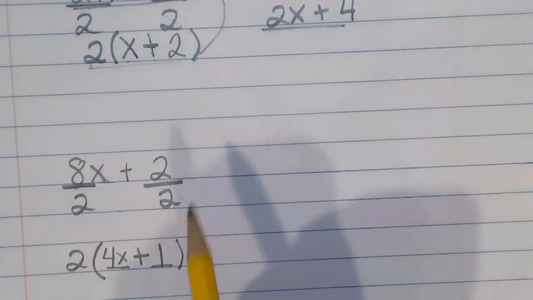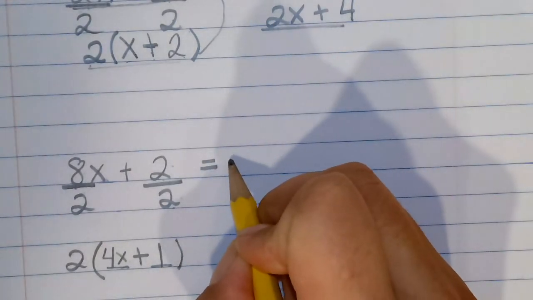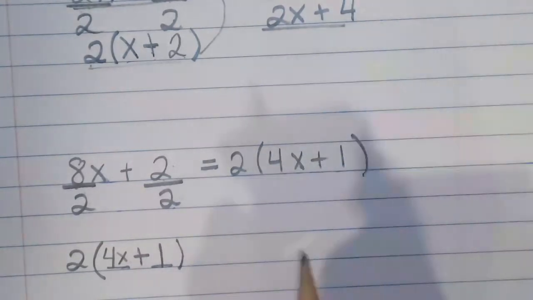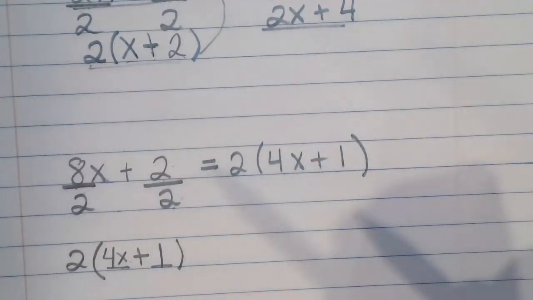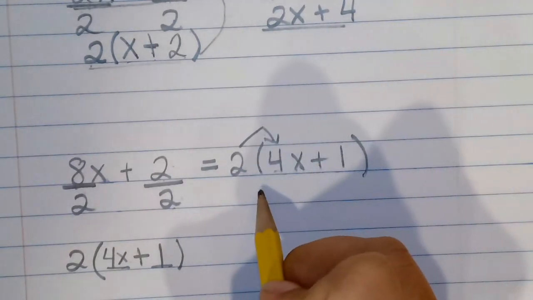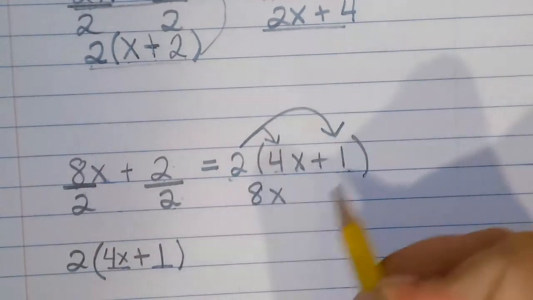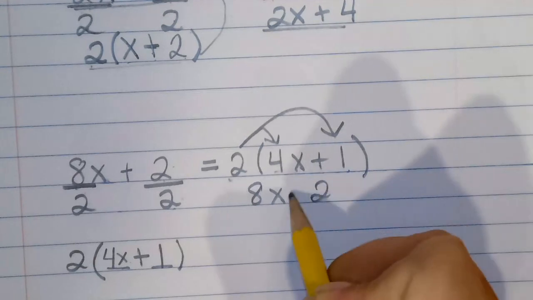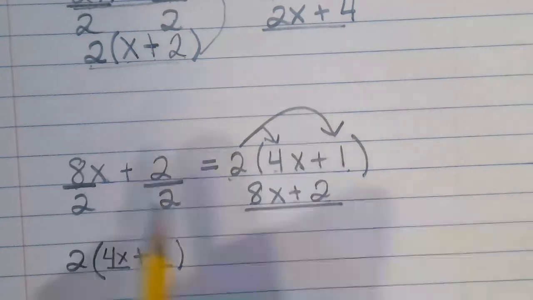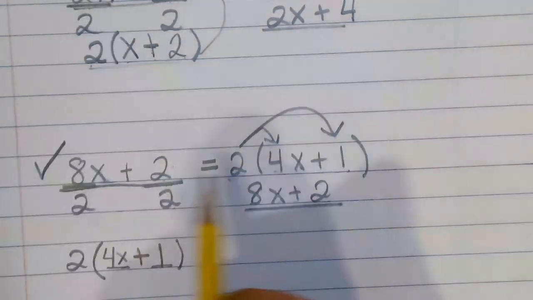Let's check and see if this is indeed equivalent. I'm going to distribute this to double check. 2 times 4x gives me 8x. 2 times 1 gives me 2, and this is addition. I have 8x plus 2. Oh, look at this. This is the same, 8x plus 2. So these are equivalent.